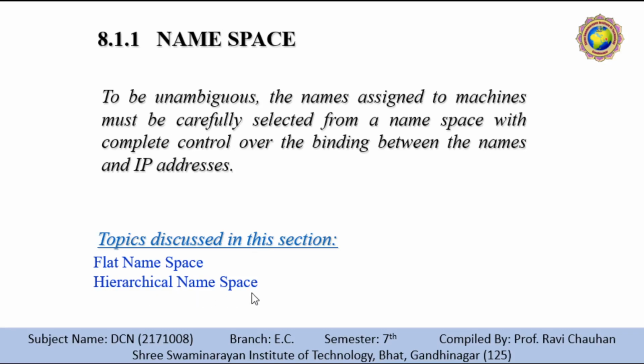Second is the hierarchical namespace. In the hierarchical namespace, each name is made of several parts. The first part can define the nature of the organization, the second part can define the name of the organization, and the third part can define the department in the organization, and so on. In this case, the authority to assign and control the namespace can be decentralized. A central authority can assign a part of the name that defines the nature of the organization and the name of the organization.